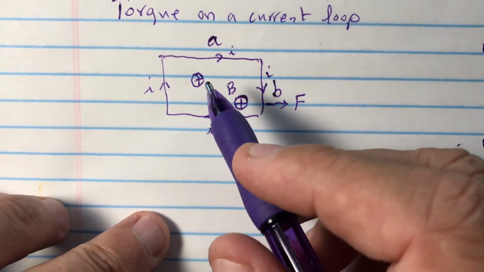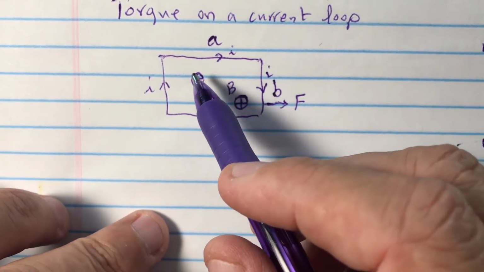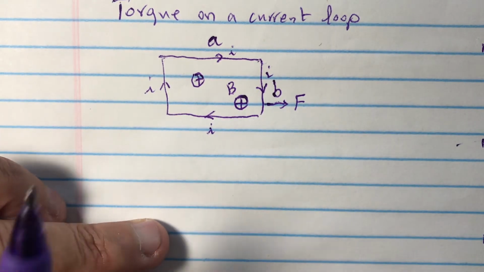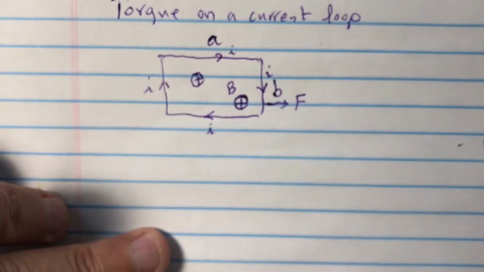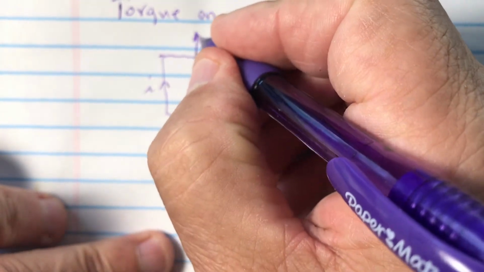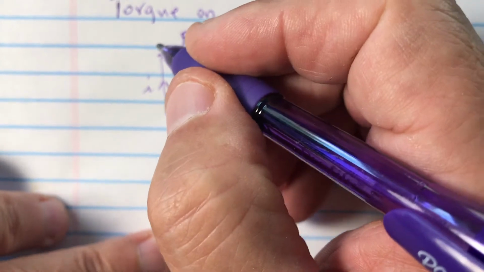Now let's look at the force acting on the top section. I go like this, you see? The current is going to the right, so my fingers are going to the right. And then I rotate my fingers towards the B field. The B field is going into the paper. And look at my thumb, it is going up. So the force is going up like that.